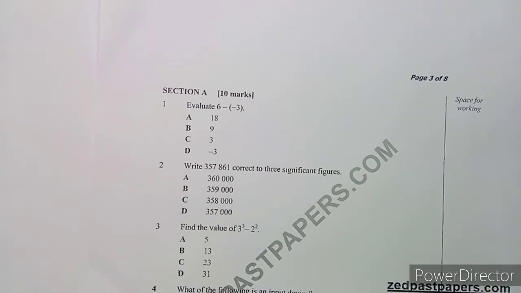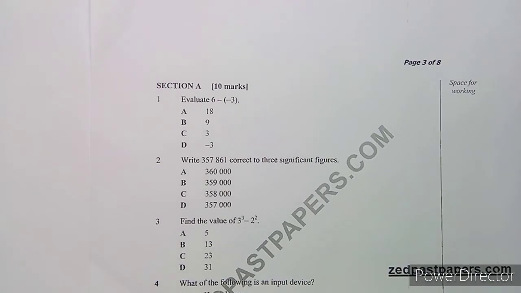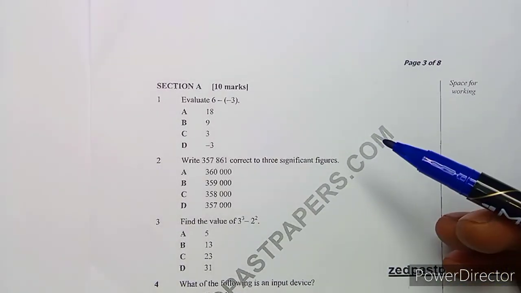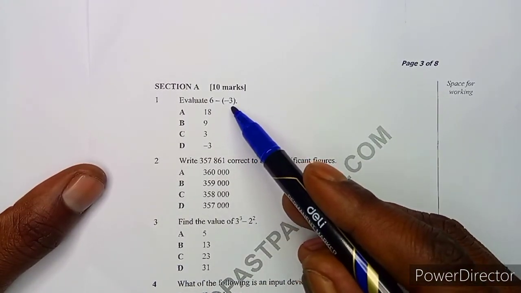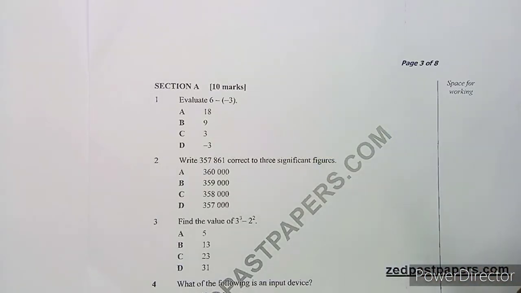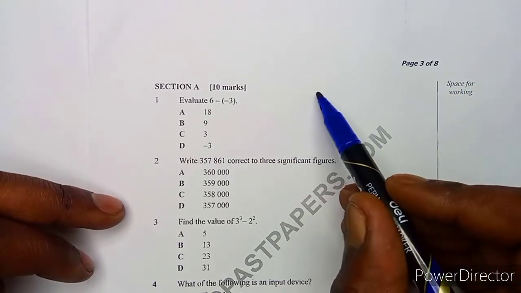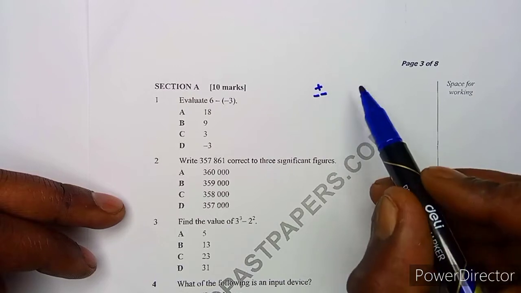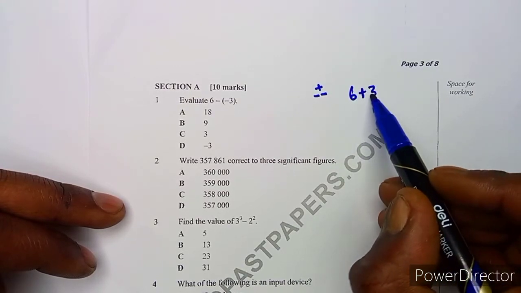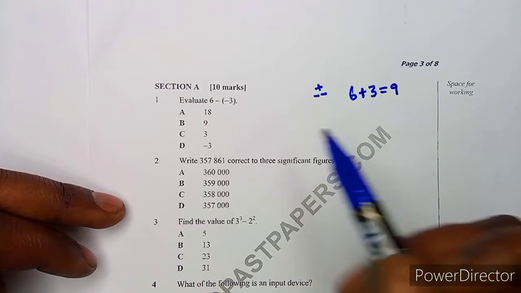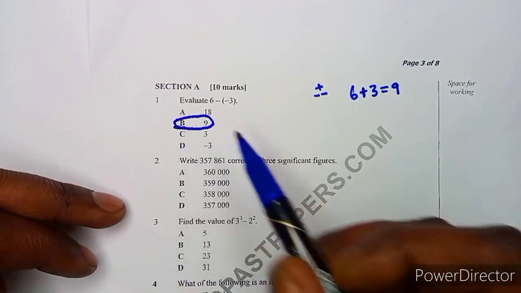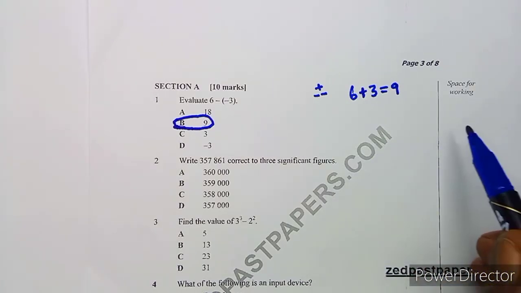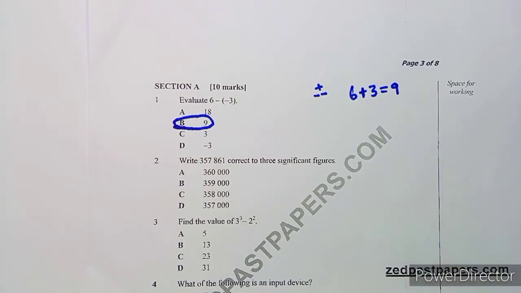That is our Section A, guys, and it has 10 marks. The first part is to evaluate 6 minus 3. These are directed numbers, so we know that a minus and a minus gives us a plus. So it is going to be 6 plus 3, and this gives us 9. So our answer is B. Here I'm just indicating, but you're supposed to answer properly by indicating with an X.